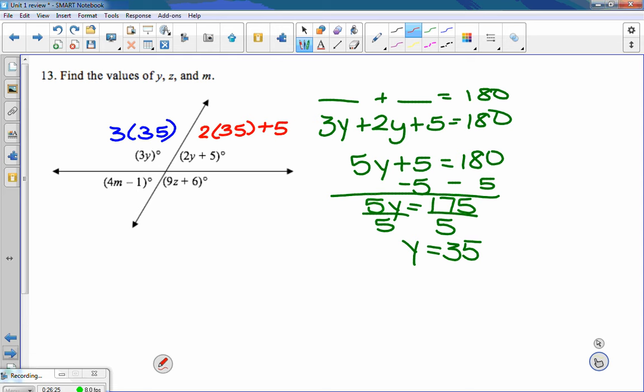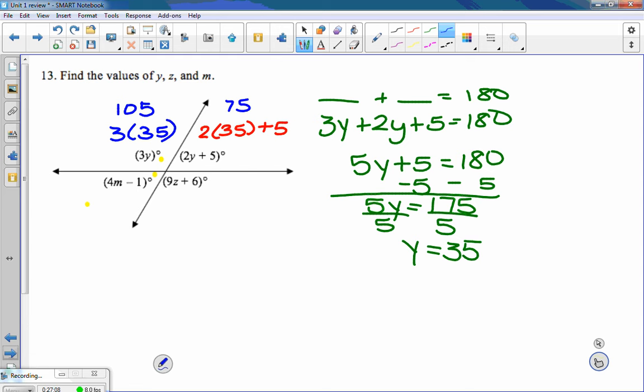All right. So, you should have gotten, I think, 105 here. And then, because if that's 105, this has to be 75. Now, let's find the rest of them. Sonia just said that these two now are supplementary. Do you all agree with that? Did they add up to equal 180 degrees? So you could have said 4m minus 1 plus 105 equals 180.